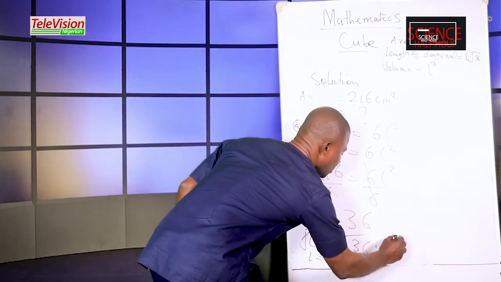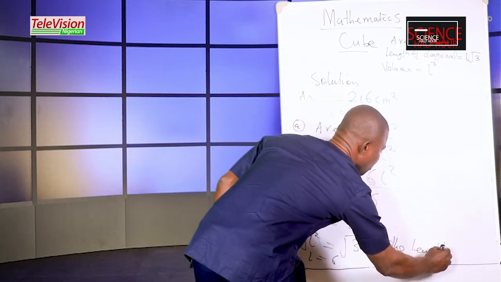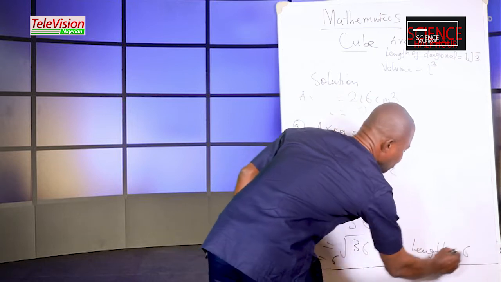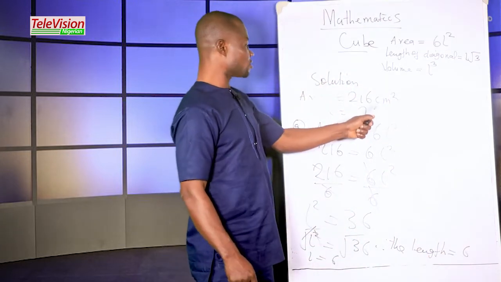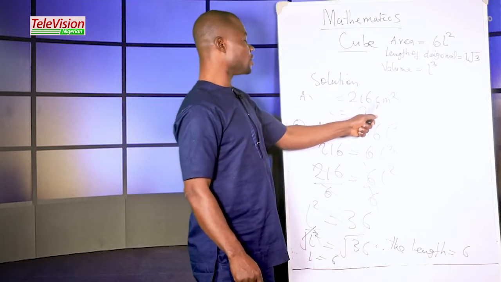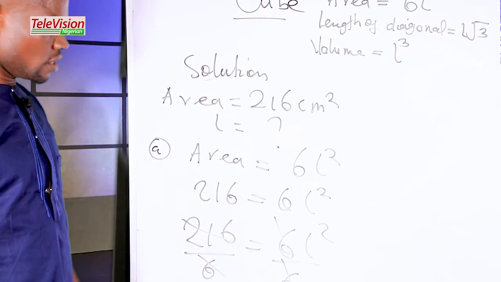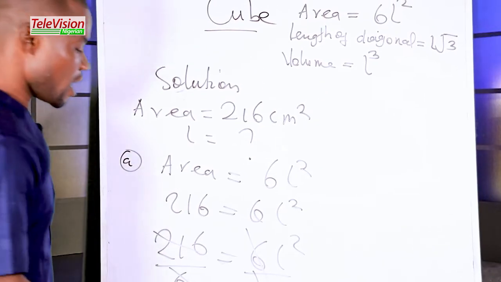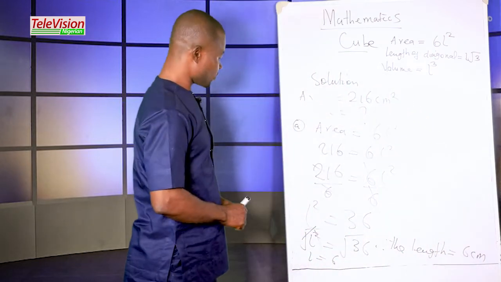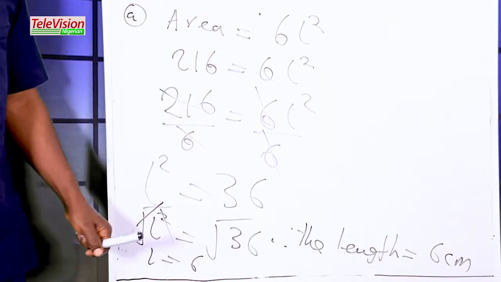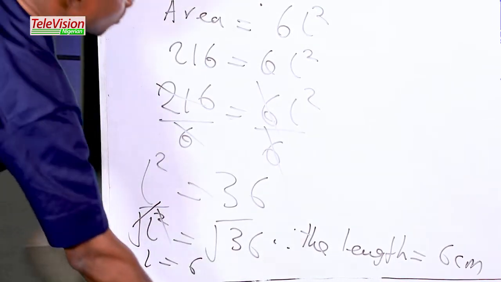Therefore, the length is equals to 6. What's the unit of the length? You go back to the equation, and the unit of the area is cm². Means that the unit of the length is cm. Now the length is equals to 6 cm. We use this length to look for the diagonal.